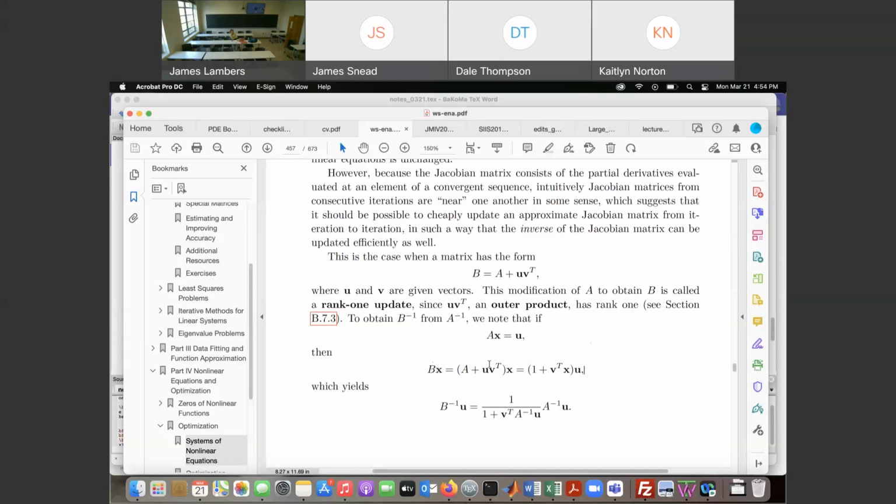So now I can multiply both sides of this by B inverse and rearrange, and now I have this expression for B inverse u in terms of A inverse u. It's just multiplied by this scalar. So now I know what B inverse u is supposed to be. I want B inverse in general. Here I only know how it behaves along one direction, but that's my starting point.